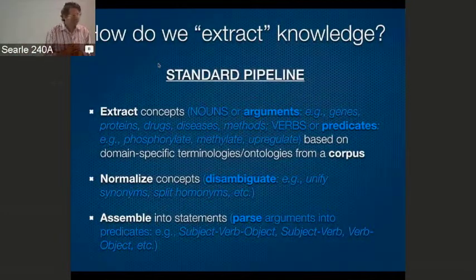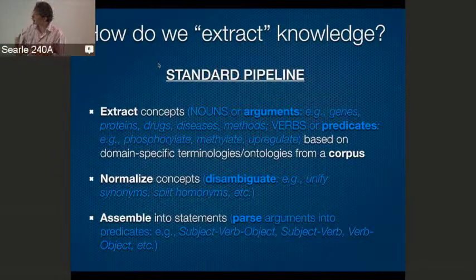Well, there's the standard pipeline, right? And we're using this standard pipeline, as well as what I'll talk about in a minute, a non-standard pipeline. So the standard pipeline is that you extract a set of concepts which involve both nouns, or arguments. These nouns are things like genes, proteins, drugs, diseases, methods, and verbs, which end up being used as predicates, right? So phosphorylate, methylate, upregulate, etc., based on very domain-specific terminologies and ontologies, and you extract these from some given corpus of documents. So that's stage one, right?